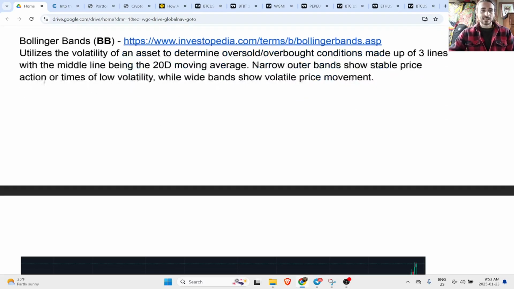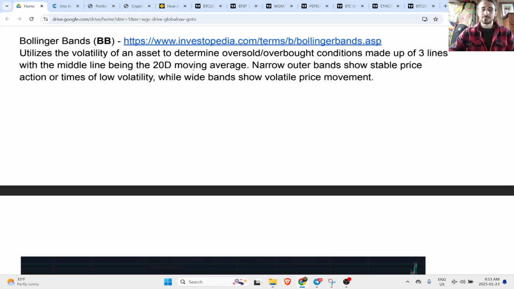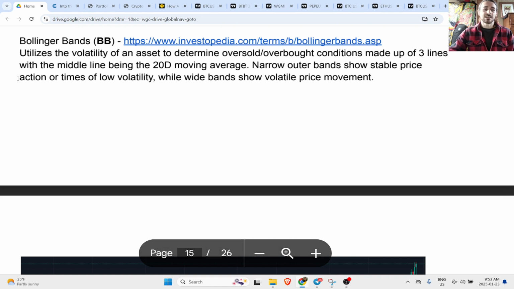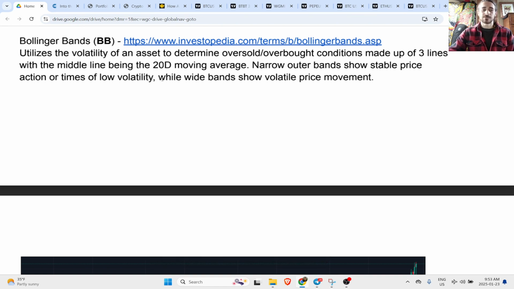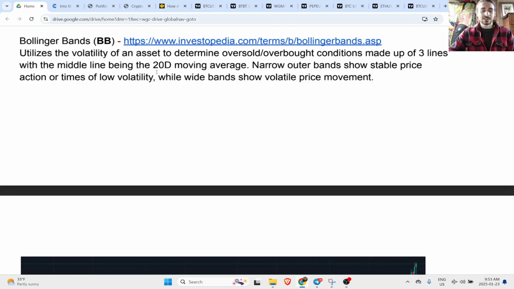Bollinger Bands. It looks at the volatility of an asset to determine whether it's oversold or overbought. It's made up of 3 lines, with the middle line being the 20-day moving average, and then the outer bands show price action. When the bands are really narrow, that's low volatility or stable price action, and you can expect an upcoming volatile swing either to the upside or downside. Whereas wide bands show a more volatile price environment, in which case we might be due for a more consolidation pattern coming up.